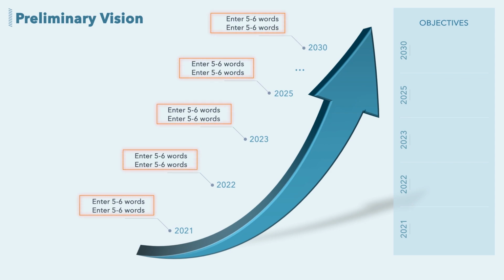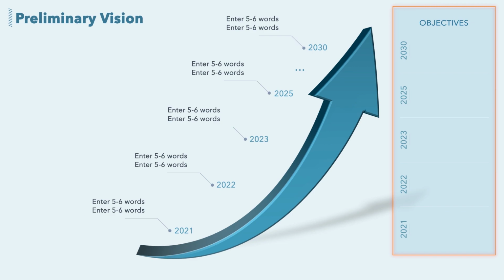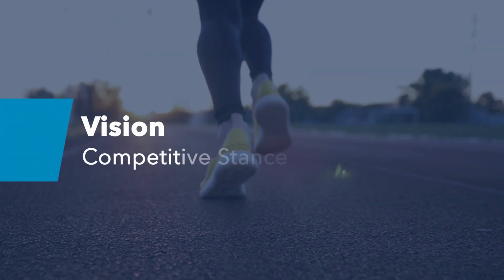Define each objective with 5 to 6 words, keep it short, unambiguous, and concise. Then quantify your objective in the column on the right. If your vision is simple and clear, you can show this page to someone, they will look at it for 2 minutes, and then they can turn the page over and summarize it. The next element of the vision is the competitive stance.